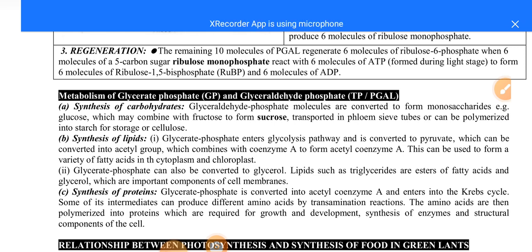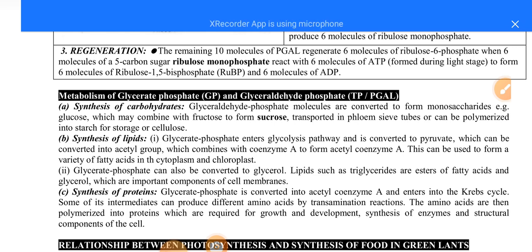So without wasting time, allow me to look at the metabolism of the glycerate phosphate GP and the glyceraldehyde phosphate TP or PGAL. We are talking about the synthesis of carbohydrates. The GP molecules are converted to form monosaccharides, e.g. glucose, which may combine with fructose to form sucrose, then transported in the phloem sieve tube, or can be polymerized into starch for storage or cellulose.